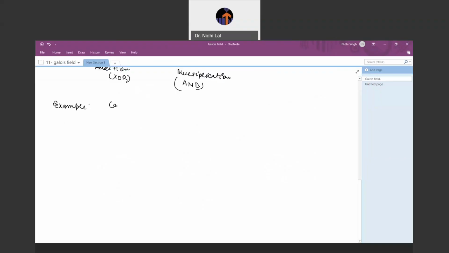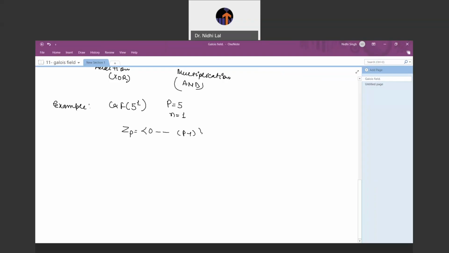Example is Galois field, 5 to the power 1, which means the prime number is 5 and the value of n is a positive number, that is 1. So is 5 prime or not? Yes, it is prime. So what will be my set of residuals? The set of residuals will be 0 to p minus 1.